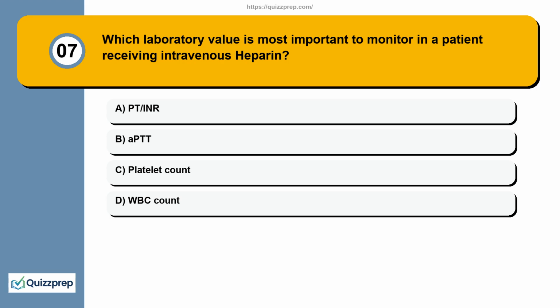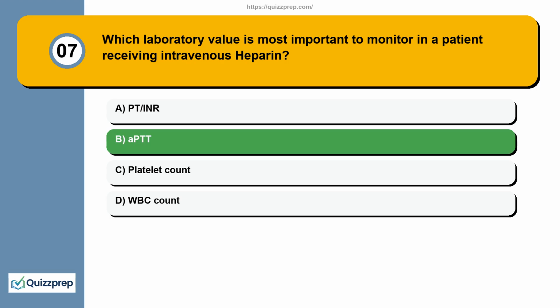Question 7. Which laboratory value is most important to monitor in a patient receiving intravenous heparin? Here are your options. Option A. PT or INR. Option B. APTT. Option C. Platelet count. Option D. WBC count. The correct answer is option B.